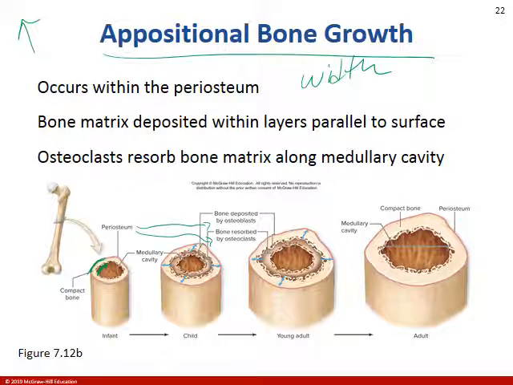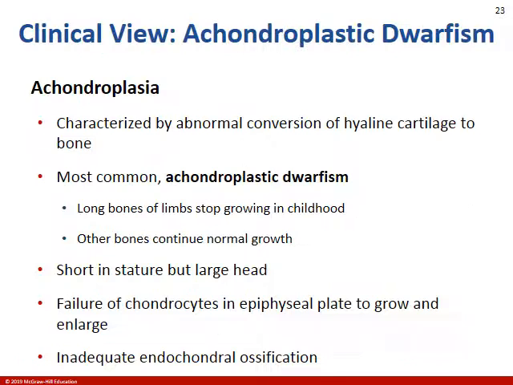So while the osteoclasts are reabsorbing bone, osteoblasts are building up bone, and eventually you're going to see a widening of the medullary cavity and the diaphysis, and you're going to see a much thicker layer of compact bone in an adult. I want to mention achondroplasia.